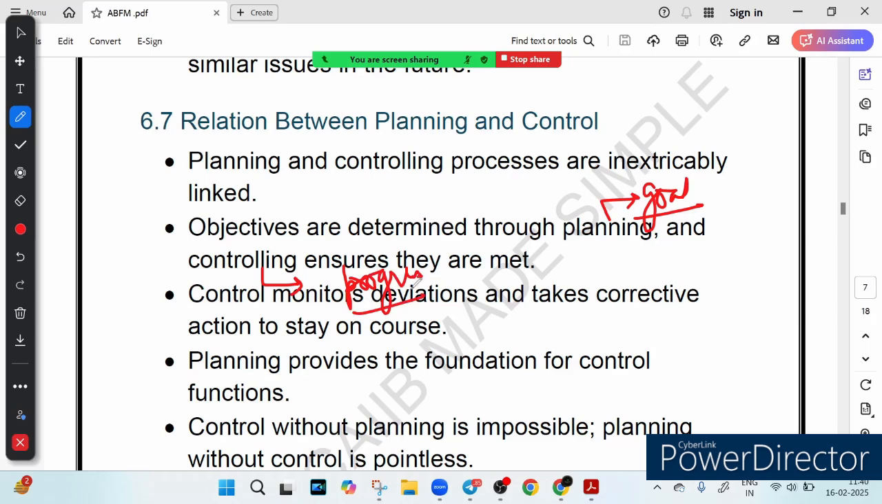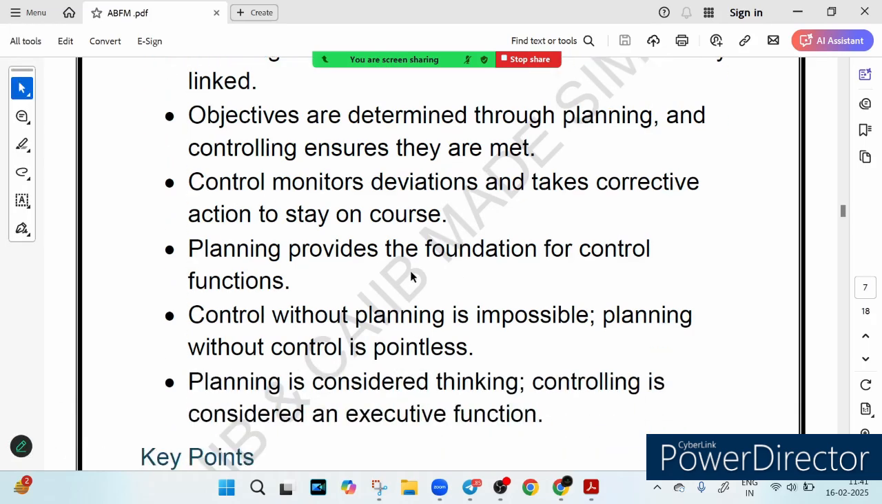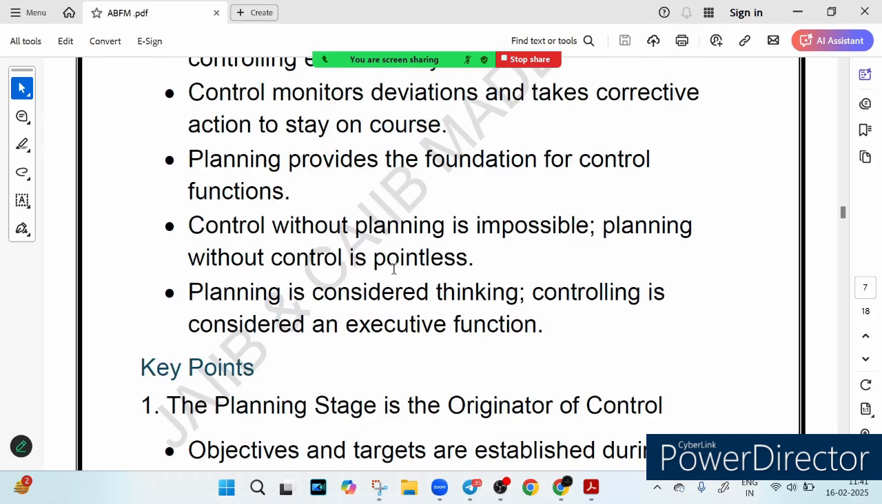So what we learned is that planning without control is just wishful thinking, and control without planning is just following a GPS without a destination, right? I hope this is clear, the correlation between planning and control. Objective setting is done through planning, and controlling ensures that objectives are met. Controlling monitors any deviation and takes corrective action. Planning provides the foundation for the control process. That is what it is all about, right?